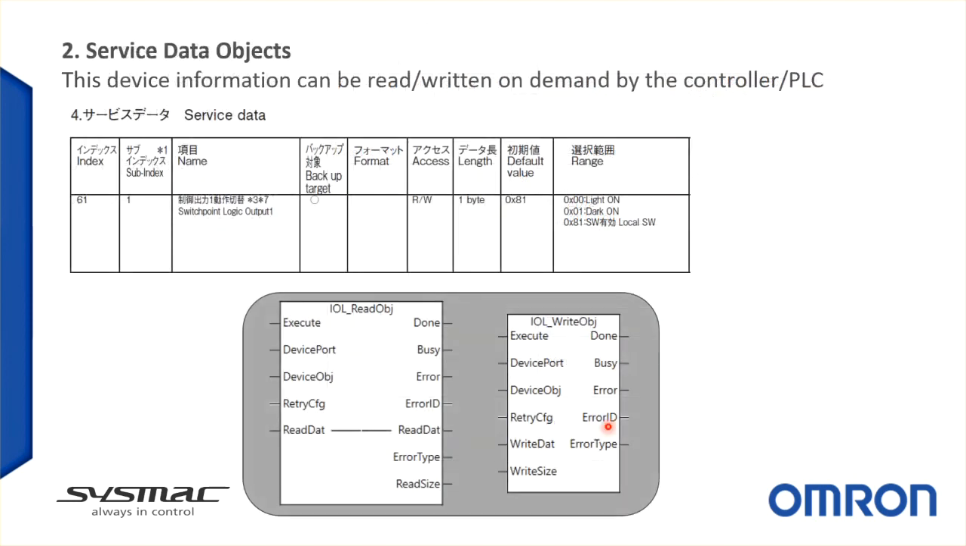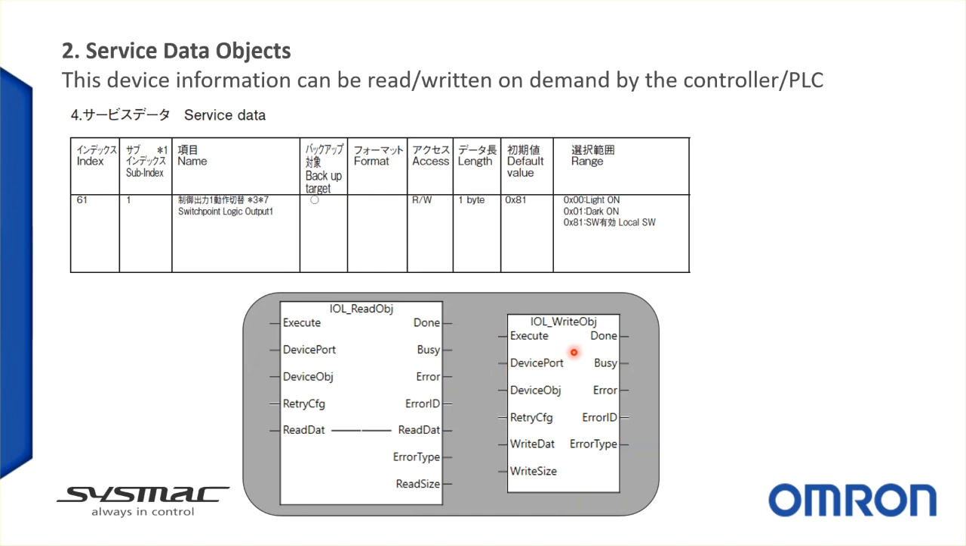Second, we have service data, which is read/written as required by the controller. In this example from the E3Z datasheet, we can see that we can read and or write the switch point logic for the E3Z via index 61 subindex 1. With SYSMAC controllers, we use the IOL read object and IOL write object instructions to access the service data objects.